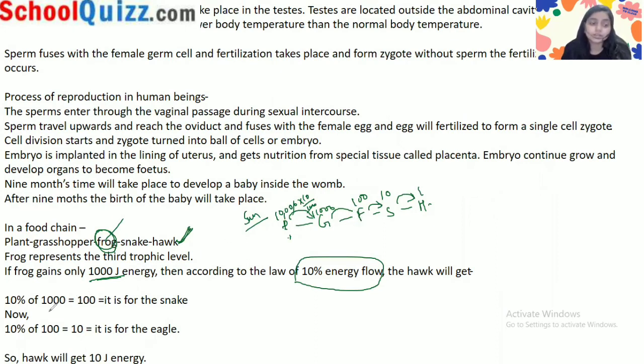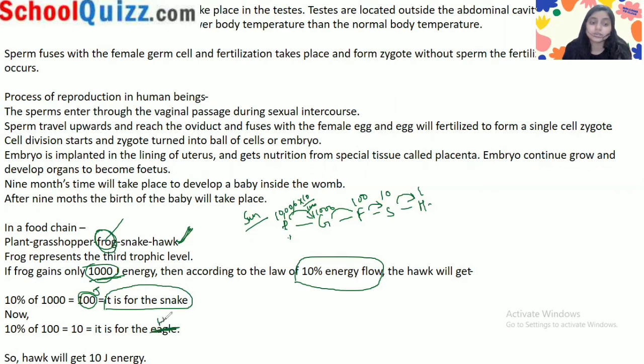So in this question, the frog gains only 1000 joule energy, right? So the 10% of this 1000 is 100, right? So it is for the snake. So the snake gains 100 joule energy. Now the 10% of the 100 will be transferred to the hog.